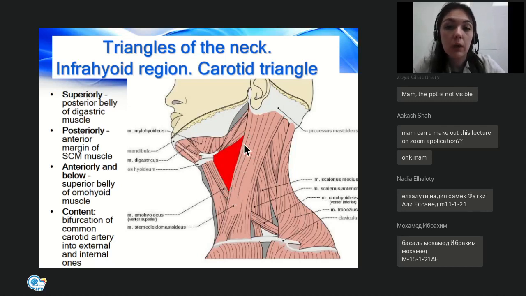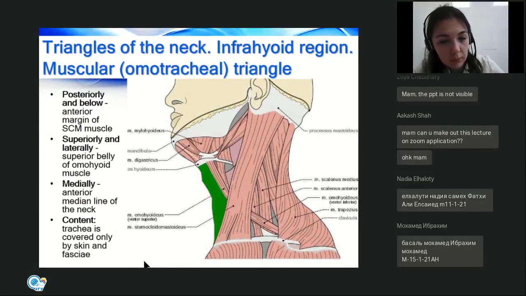This triangle is named the carotid triangle, or its other name is the omotrapezoid triangle. It is named carotid because in this triangle, the bifurcation of the common carotid artery into external and internal carotid arteries takes place. It is a very important place because sometimes we need to perform ligation of these arteries. Ligation, like tying, to stop bleeding. That's why we have to know the location of this triangle. It is the carotid triangle. Okay, the next is the omotracheal triangle.